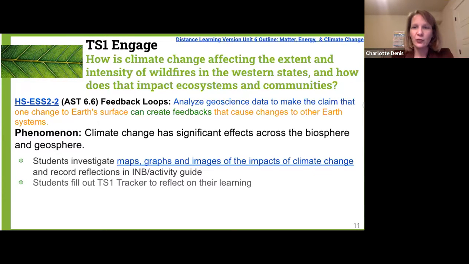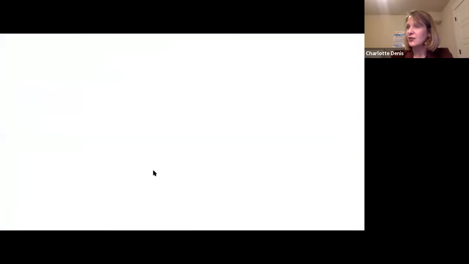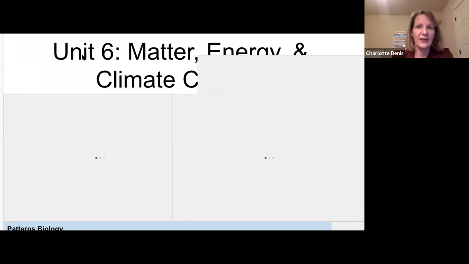If you're familiar with Patterns Biology and have used the materials before, you know that the first task set is really often a presentation of some data, asking students to look at the data, look at the phenomenon, and find out what they're thinking and what they're wondering, to have them do the practice of asking questions. What we've put together for this unit opener is a series of graphs, maps, and images about the effects of climate change.